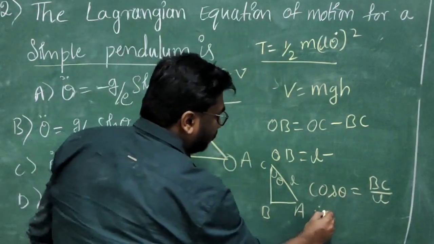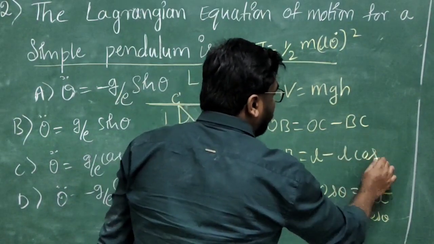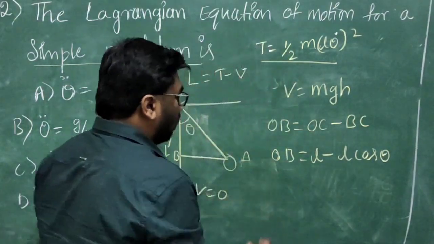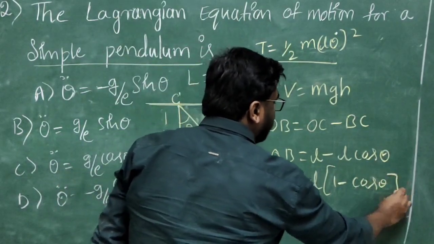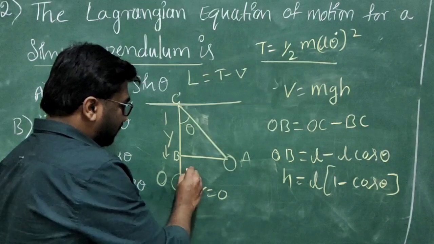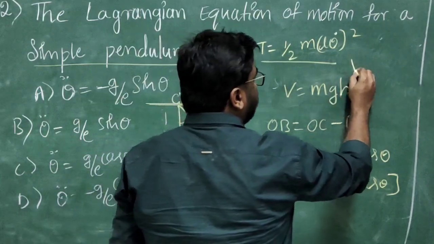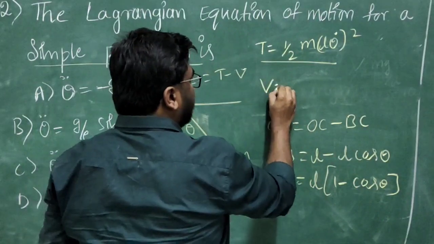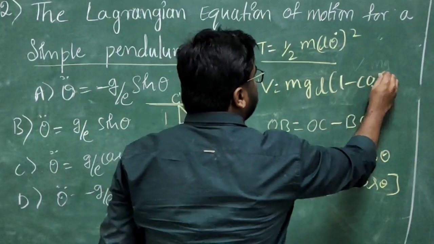Therefore BC is equal to L into cos theta. So therefore OB is nothing but, if we take L as common, L into 1 minus cos theta. So this OB is H. Therefore the potential energy V is equal to mgH, and H is nothing but L into 1 minus cos theta.